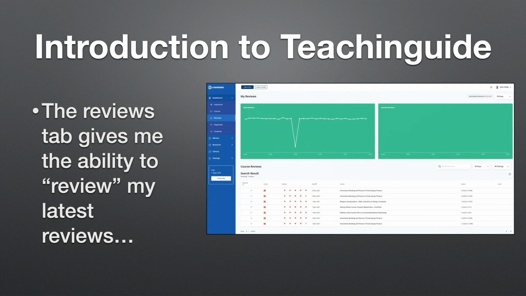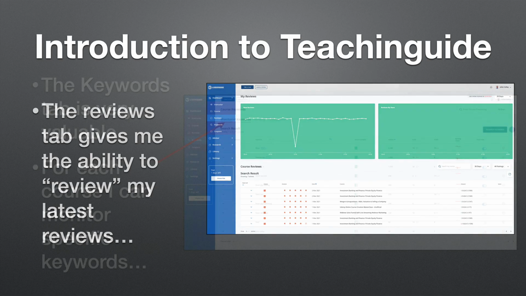The reviews tab gives me the ability to review my latest reviews, so I can keep a tab on exactly what's coming up. And as you can see, for the most part, they're all at the right sort of level. I really want to be 4 to 5 star on everything, and I get very disappointed if it goes below that. So it's important you keep an eye on reviews. It's also quite important that you respond to your reviews, because that also feeds back into your engagement.